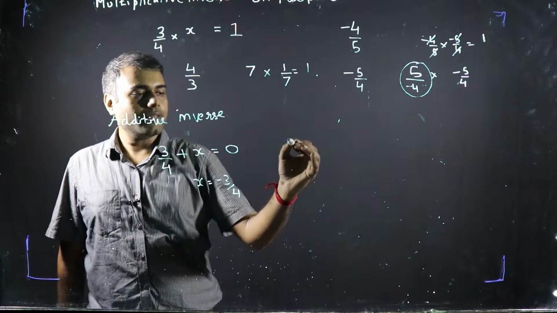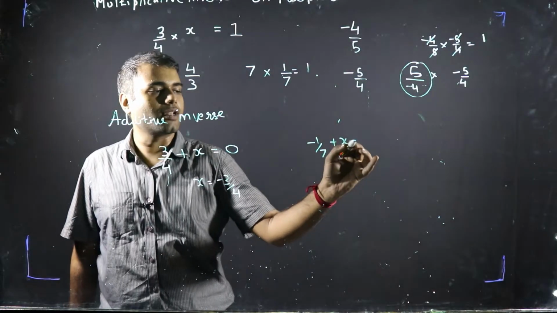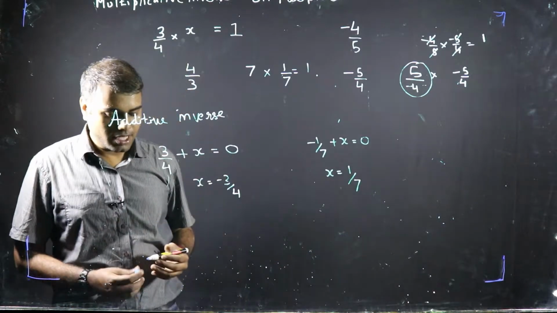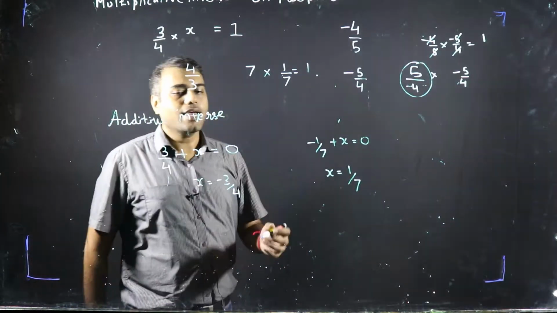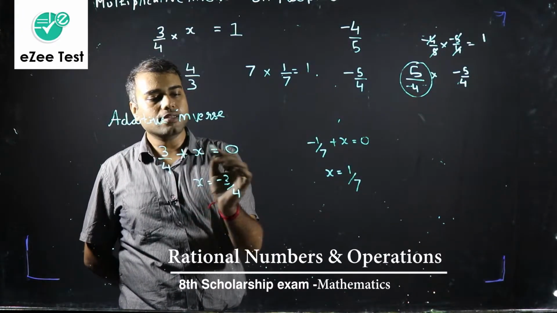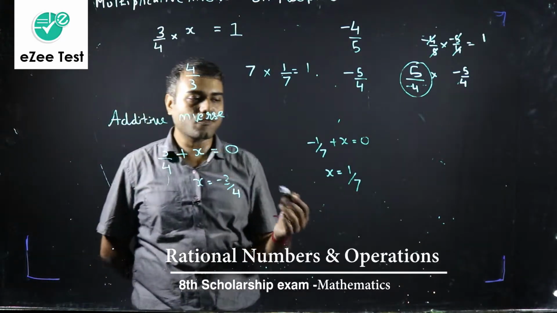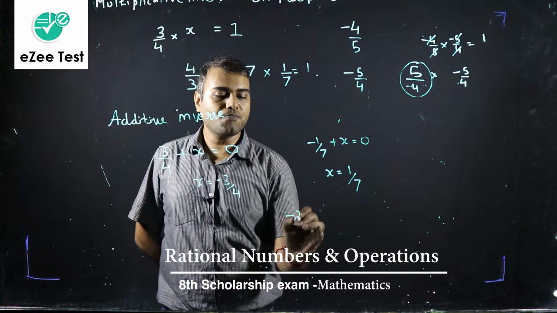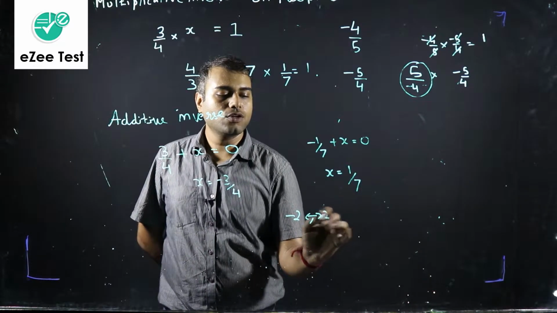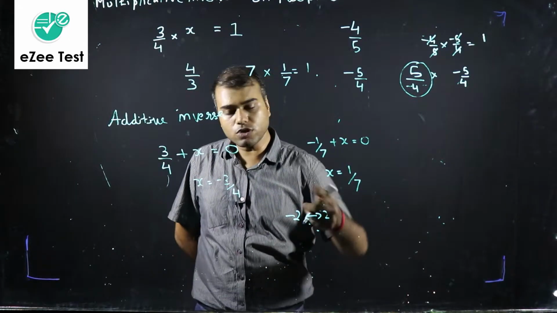Let's take another example. What is the additive inverse of -1/7? Now the additive inverse of -1/7 will be 1/7. So additive inverse means adding a number to another number such that the sum becomes 0. So the first number will be called the additive inverse of the second. What is the additive inverse of -2? It will be 2. The additive inverse of -2 will be 2. What is the additive inverse of 2? It will be -2. This goes both ways.